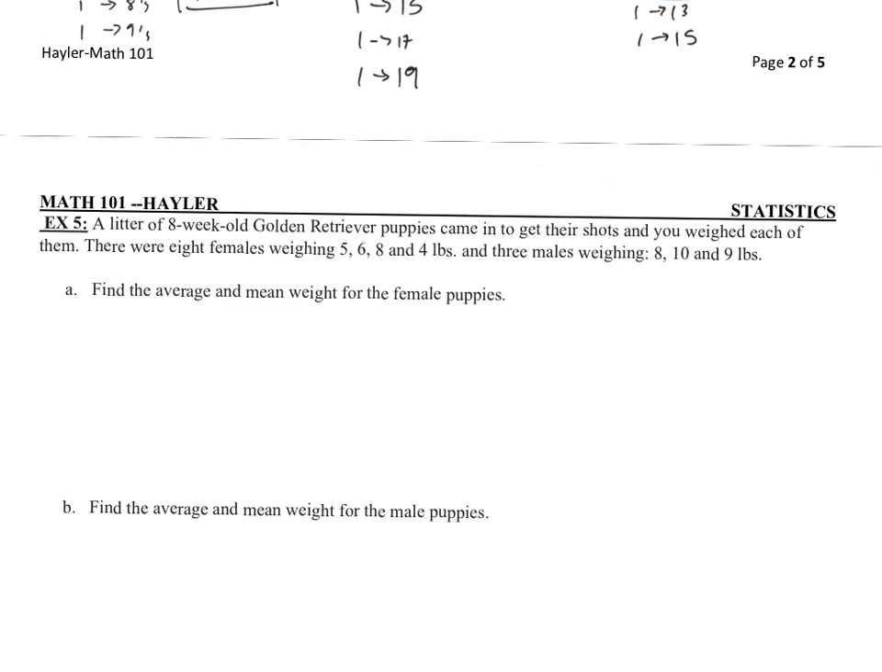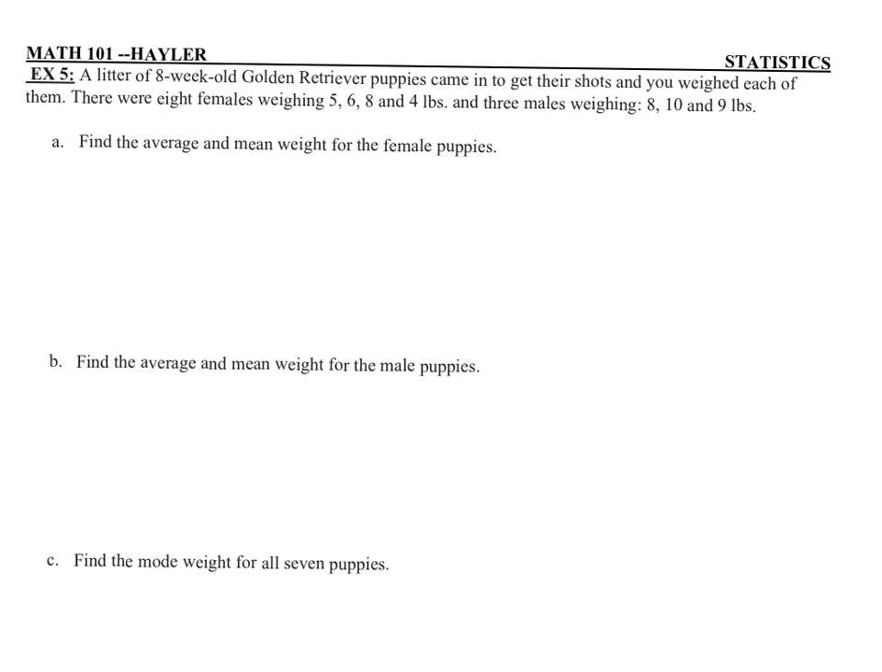Alright, let's go ahead and move on to example 5. A litter of 8-week-old golden retriever puppies came in to get their shots, and you weighed each of them. There were 4 females weighing 5, 6, 8, and 4 pounds, and 3 males weighing 8, 10, and 9 pounds. Find the median and mean weight for the female puppies. This was actually supposed to say the median, not average, they're all averages.